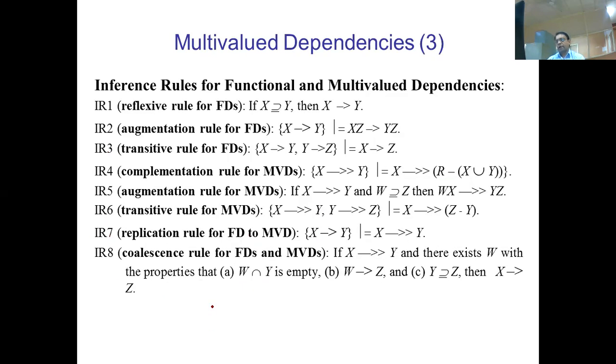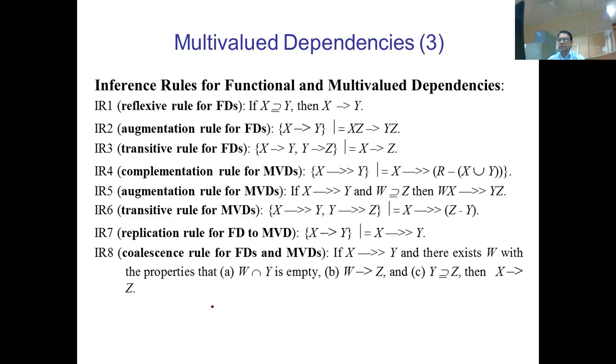We have 8 inference rules for multivariate dependencies. Those 3 are Armstrong's inference rules: reflexive rule, augmentation rule, and transitive rule. And we do have IR6, IR5, and IR4 for multivariate dependencies here. And IR8 is also for multivariate dependency.